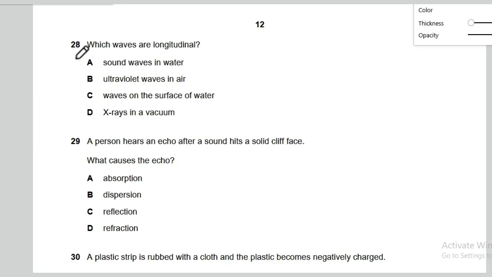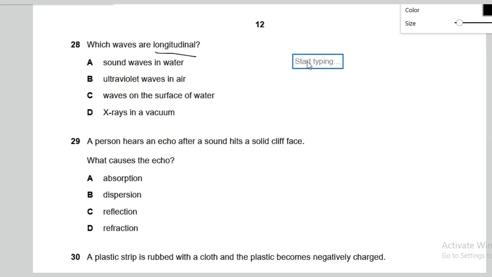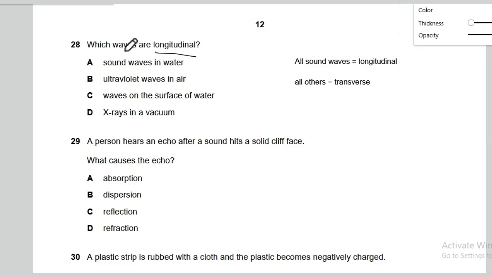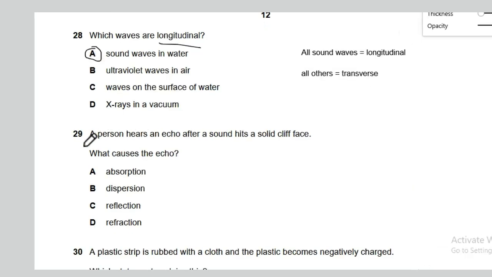Question 28. Which waves are longitudinal? Now this is an easy question. All of the sound waves are longitudinal and almost every single wave except the sound wave are transverse. So option A is correct. 29. A person hears an echo after a sound hits a solid cliff face. What causes the echo? Now the definition of echo is the reflection of sound from a surface. So option C is true.